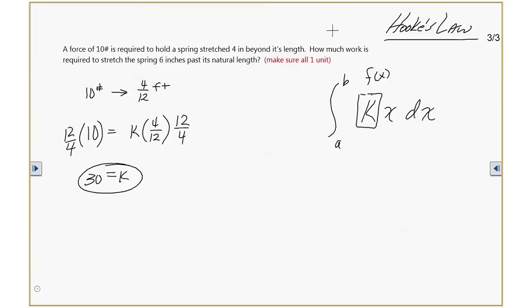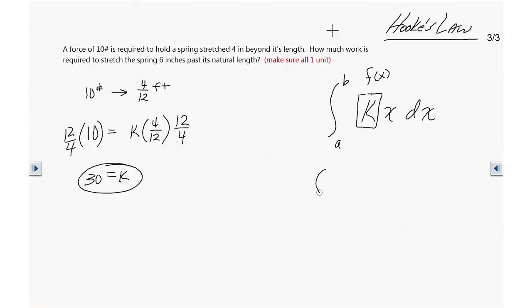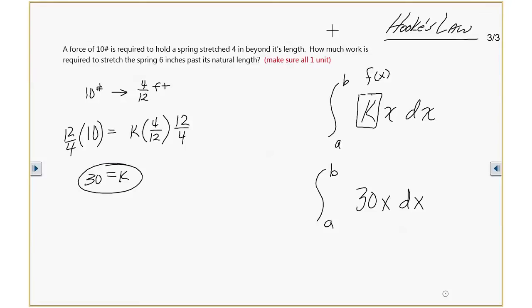Well, we've got our problem set up. We just go over here and say A to B of 30x dx. Now we just got to figure out what A and B is. Well, this is it right here. What is a spring when it's at its natural length? 0. Has it stretched any? No. Then what is the stretch length? Half a foot, right? Now do it.